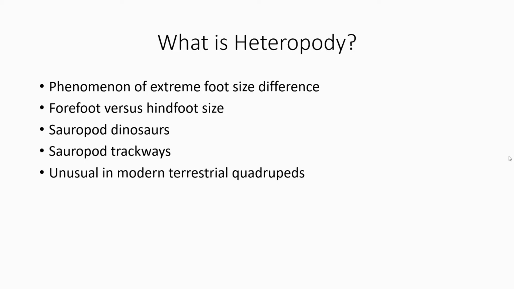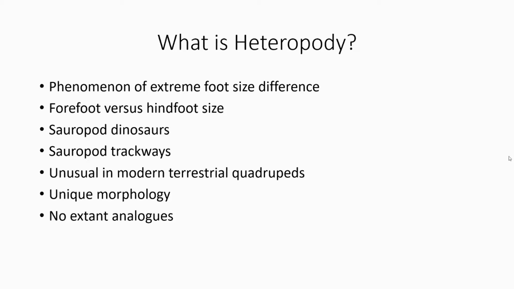This heteropody is unusual in modern terrestrial quadrupeds. It's much more common in animals that are, let's say, fossorial or arboreal, or semi-aquatic, so a beaver that uses its hind feet for paddling, or a mole which has very developed musculature in its forearms and much larger forefeet for digging. So yeah, obviously sauropods have a unique morphology, which lends itself to this sort of study.